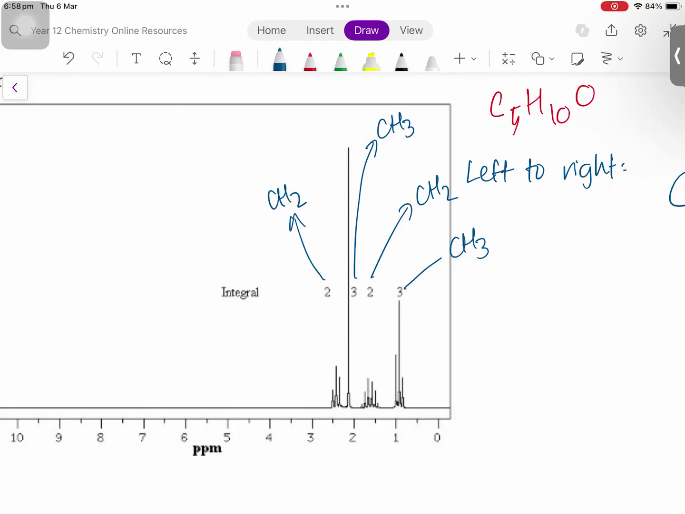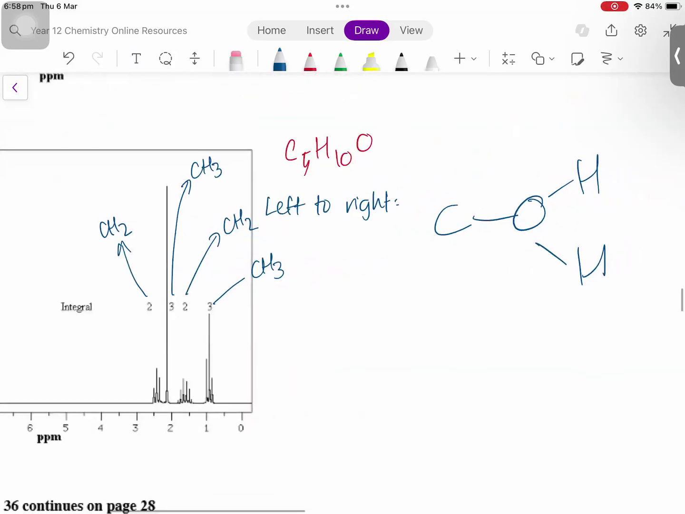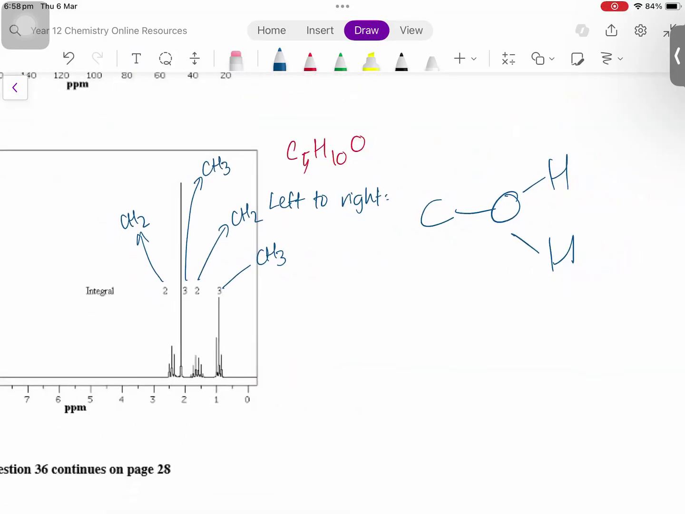But it's bonded to some kind of carbon. Yeah. And then that's the first part. You have to figure out what this gets bonded to, that's its neighbors, which you figure out from the splitting. So the integration tells you what the group of hydrogens actually is, and then the splitting tells you what the next group of hydrogens is.